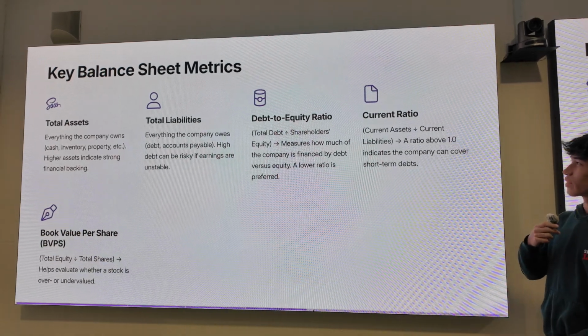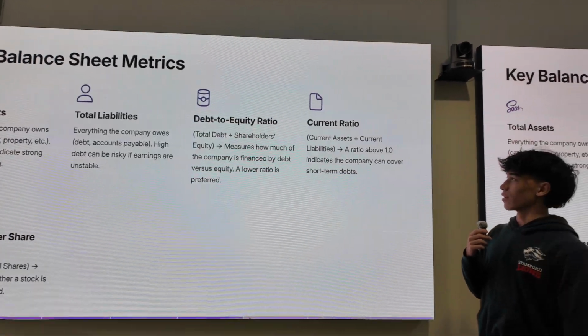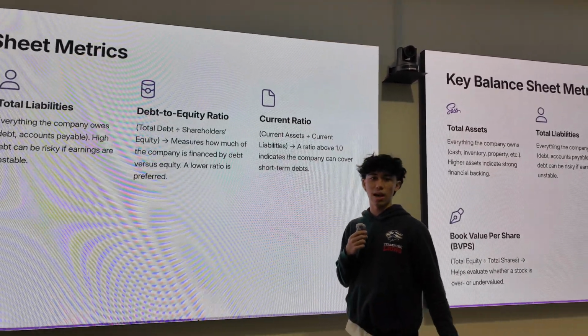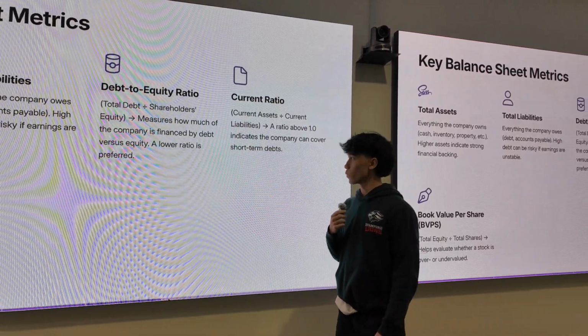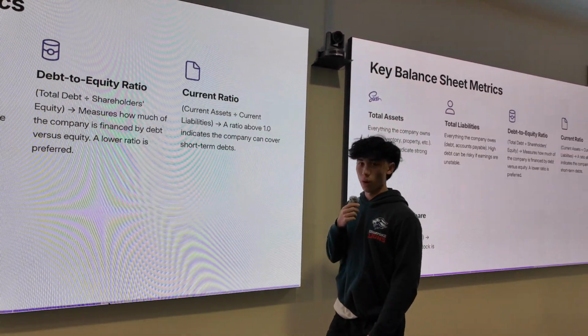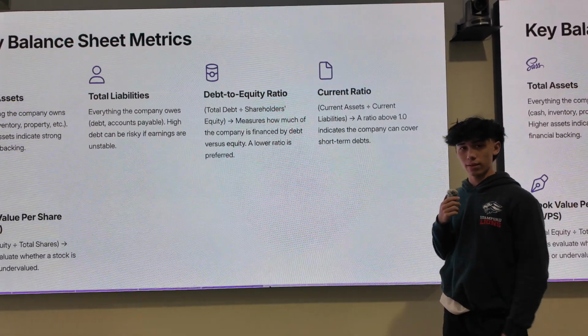A current ratio is current assets divided by current liabilities. This essentially measures if a company is able to pay back all their debts. So a ratio above 1 means that they are able to cover their short-term debts.